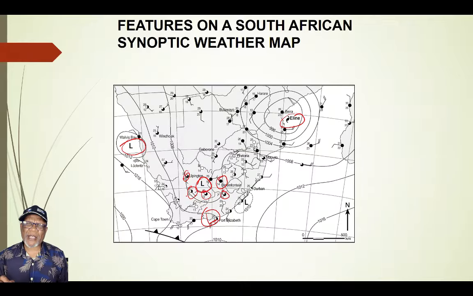What do we mean by unstable conditions? It means the air is rising, and rising air will cool, and cooling will be followed by condensation, and condensation by precipitation. And during which season do we have most of our precipitation? In the interior, we have our precipitation during summer. So this is evidence that this is a summer synoptic weather map.